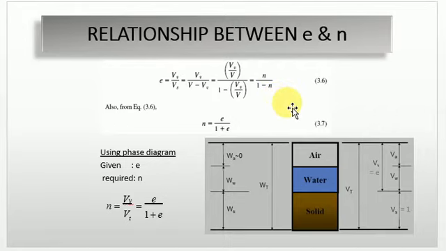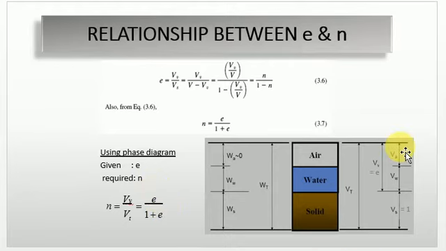Also this equation can be written as n is equal to e over 1 plus e. After the simplification of the equation e is equal to n upon 1 minus n, we can get this equation, n is equal to e over 1 plus e. How? From this phase diagram, you can see here n is equal to volume of voids over total volume. From the figure you can see the volume of voids is denoted by small e. So directly we can take volume of voids is equal to e, right?